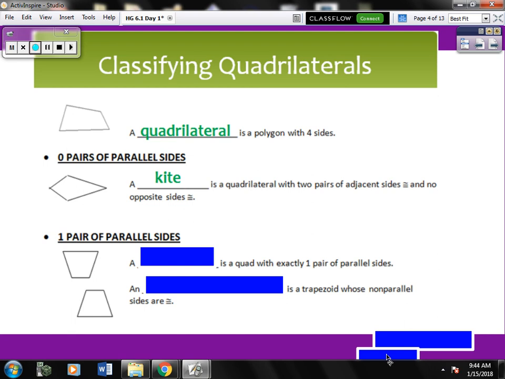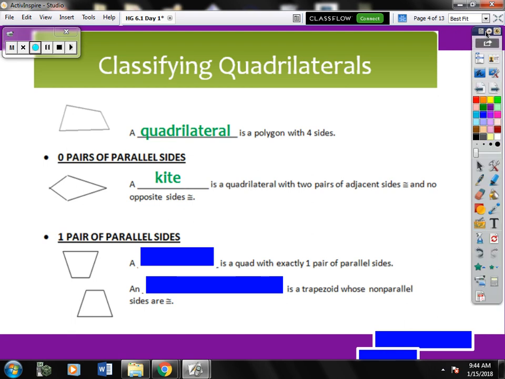Now, a kite does have a couple special characteristics. It has 2 pairs of adjacent sides congruent. Remember, adjacent means next to or beside one another, but it will have no opposite sides congruent. So in a kite, you would have 1 pair of adjacent congruent sides and another pair of adjacent congruent sides. So I would add those markings to your picture.